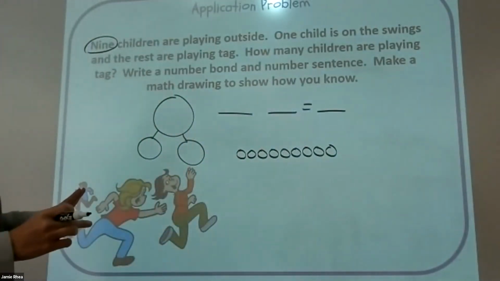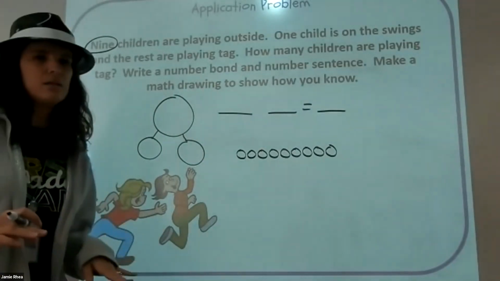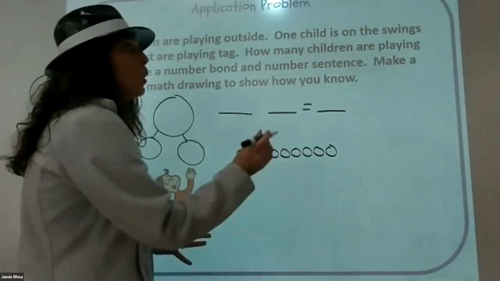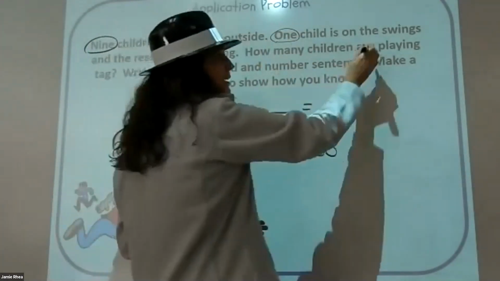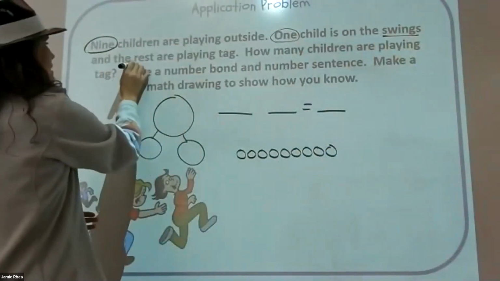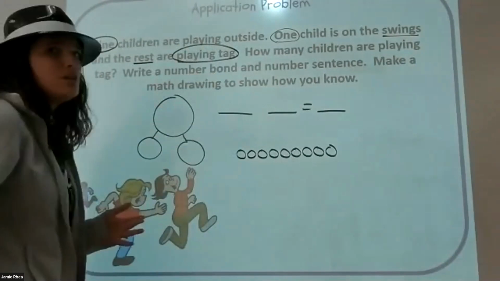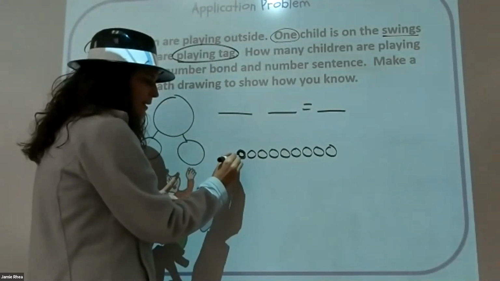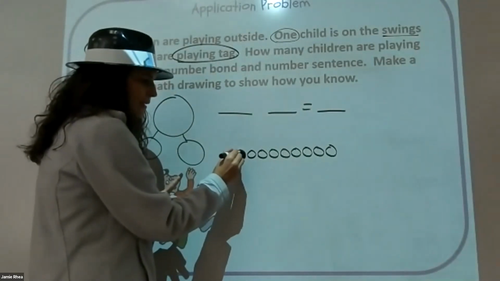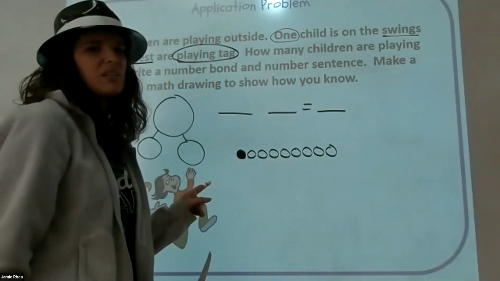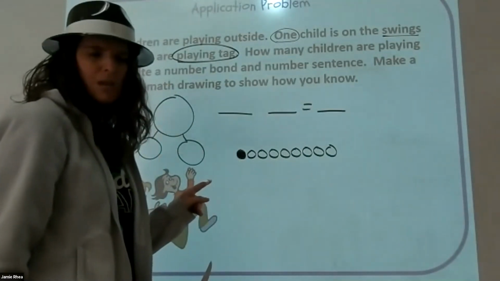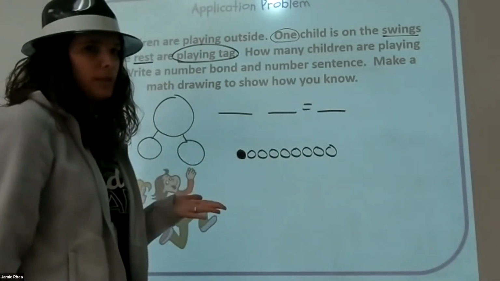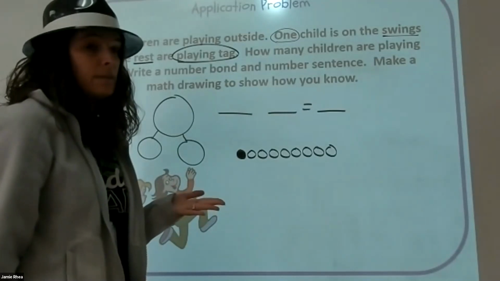1 child is playing on the swings. The rest are playing tag. Anything in there that tells me a clue? Yeah, 1 is on the swings and the rest are playing tag. We don't know how many the rest are, but we do know that 1 is on the swings. Could I show that a different way? Yeah, I could have circled that, but since it's just 1, I just decided to color it in. Now, how many children are playing tag? That's what we have to figure out.